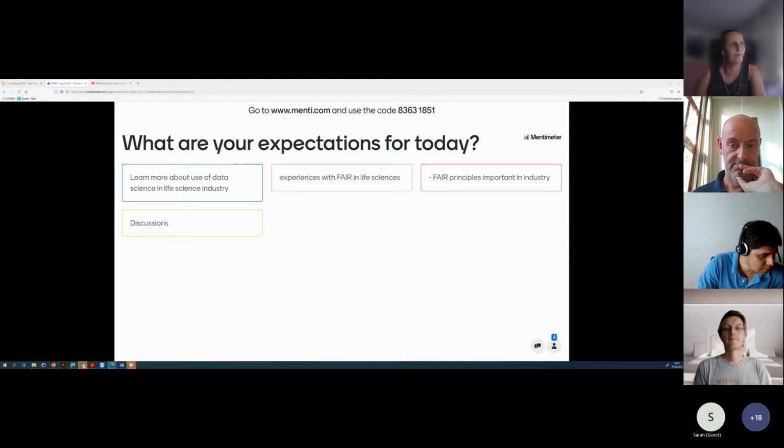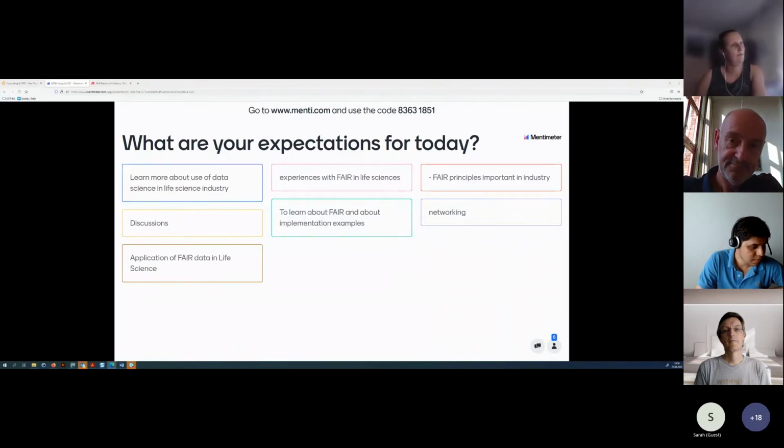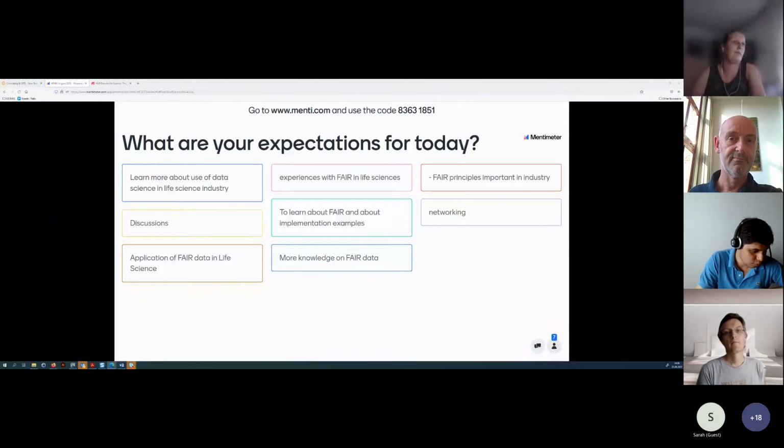I already started seeing responses: learn more about use of data science in life science industry, experiences with FAIR principles, importance in industry, discussions, implementation examples, networking, yes, applications as implementations, knowledge, yes.